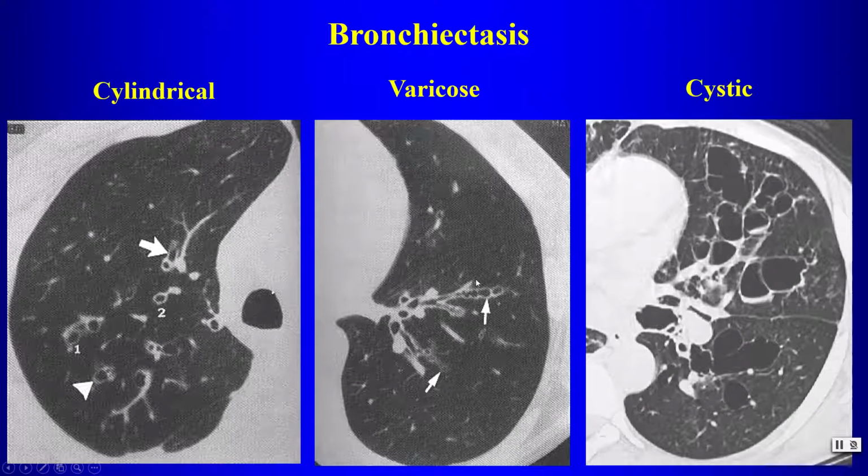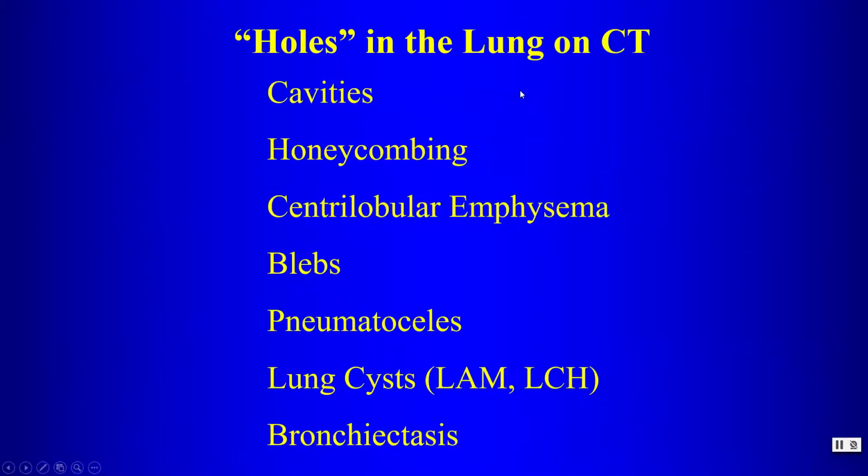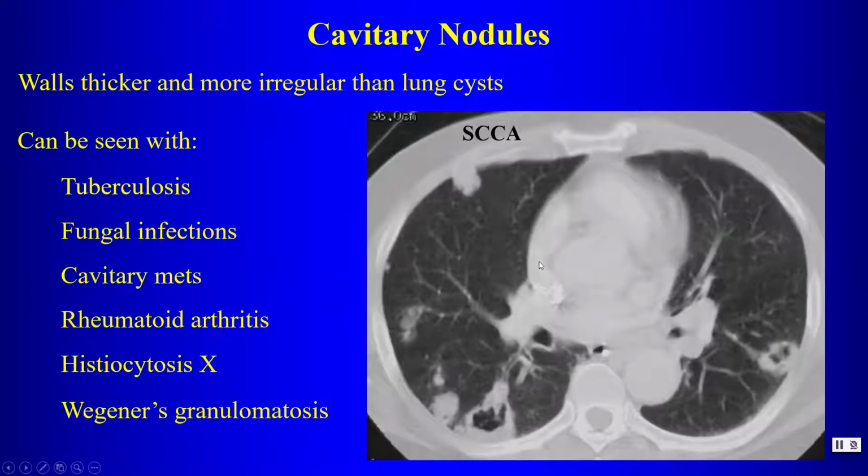You can usually tell these are bronchi because you can connect them to the bronchi, and rather than being round, they're somewhat tubular. So holes in the lung on CT. What can give you holes in the lung on CT? We can see that with cavities, honeycombing, centrilobular emphysema, blebs, pneumatoceles, lung cysts like with LAM or Langerhans cell histiocytosis, and with bronchiectasis. Cavitary nodules, we've talked about the differential of cavitary nodules.